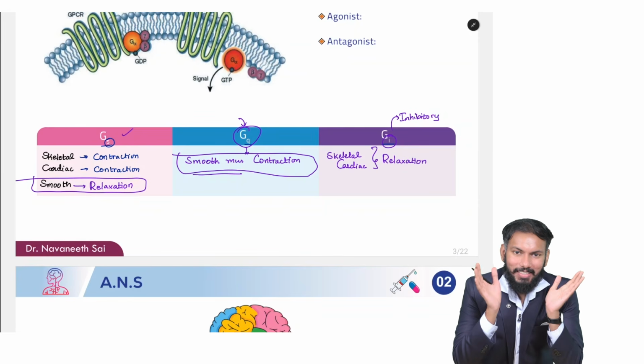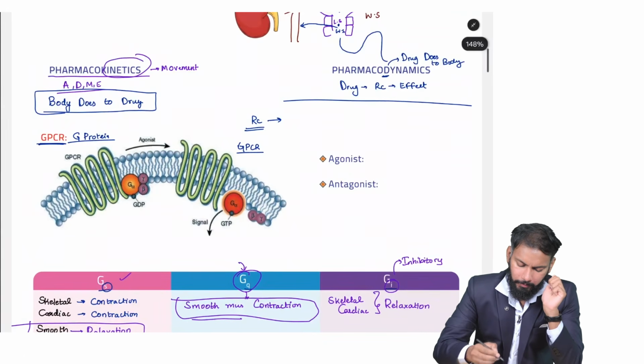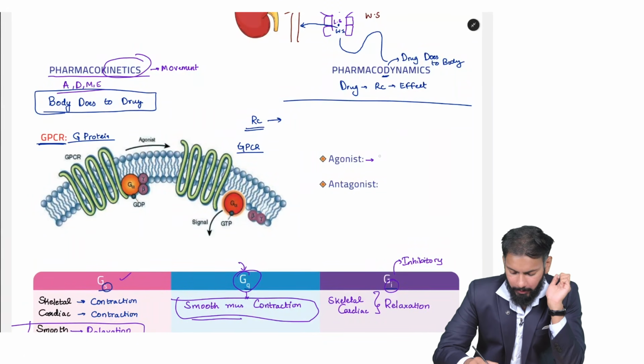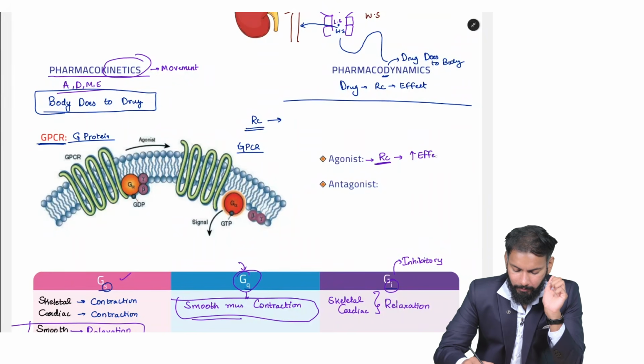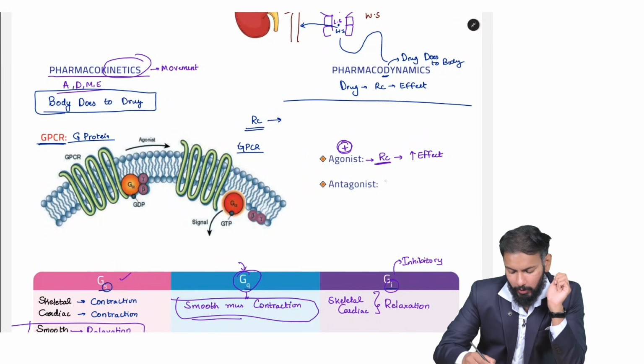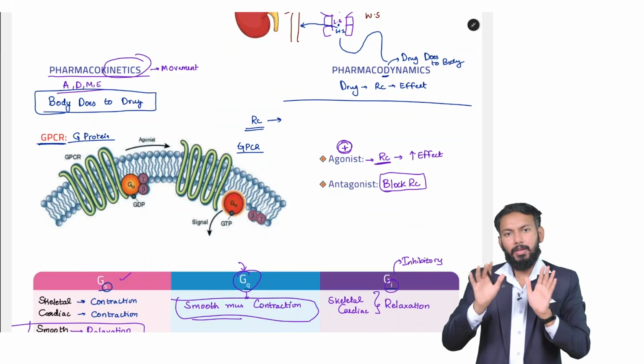Now, after studying this, I just want you to remember the two types of drugs that are most commonly used in practice. What are these? They are agonist and antagonist. Now, what will an agonist do? An agonist will directly bind to the receptor, activate the receptor and increase its effect. What is an antagonist doing? It is blocking the receptor. Did you understand? That's all. So, agonist will activate the receptor, antagonist will block the receptor.